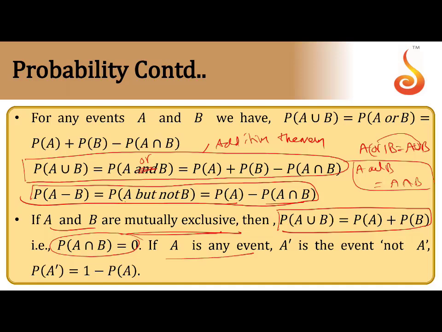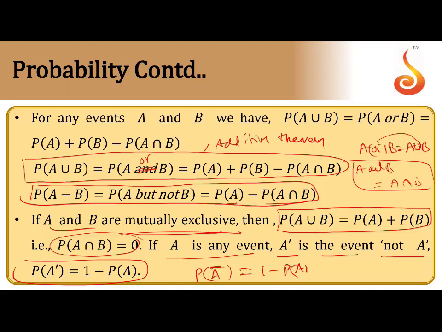Next, if A is any event, A dash is the event not A, that is, it does not happen, just the opposite. So P of A dash is nothing but 1 minus P of A. Sometimes you can write it as A bar also. P of A bar is not A, so it means 1 minus P of A. I hope this one is clear.